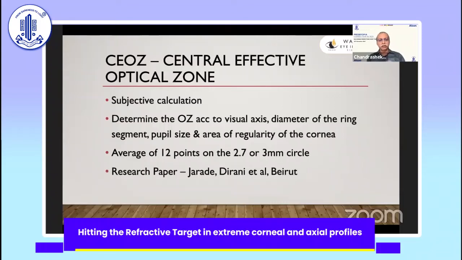And the last, okay, there is a new concept of CEOZ, that is central effective optical zone, which has been used previously for calculations while doing RK. So we have to select a visual axis, actually map it out, depending upon various factors, including visual axis, an average of 12 points on the 2.7 or 3 millimeter circle, basically to find out the central corneal power.